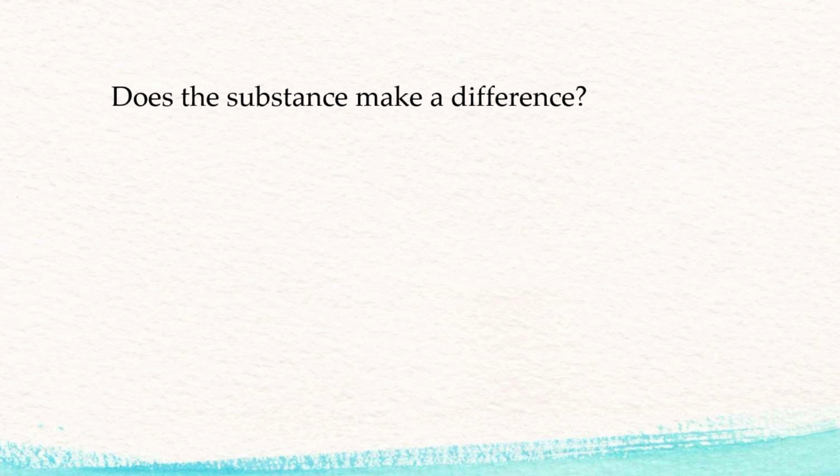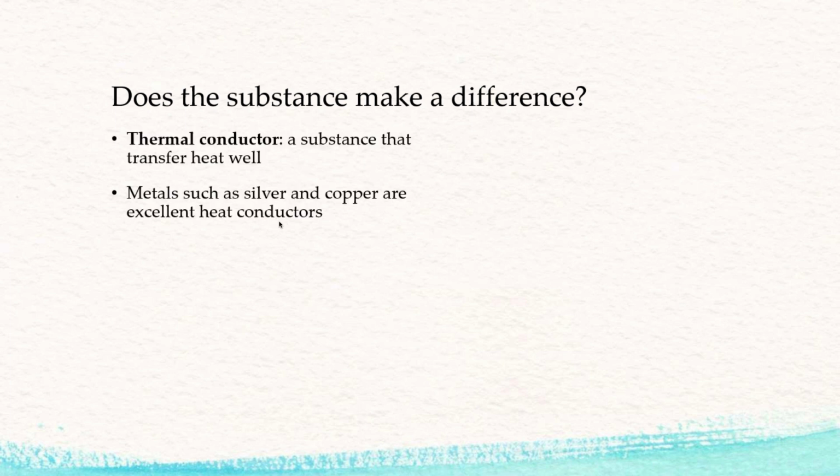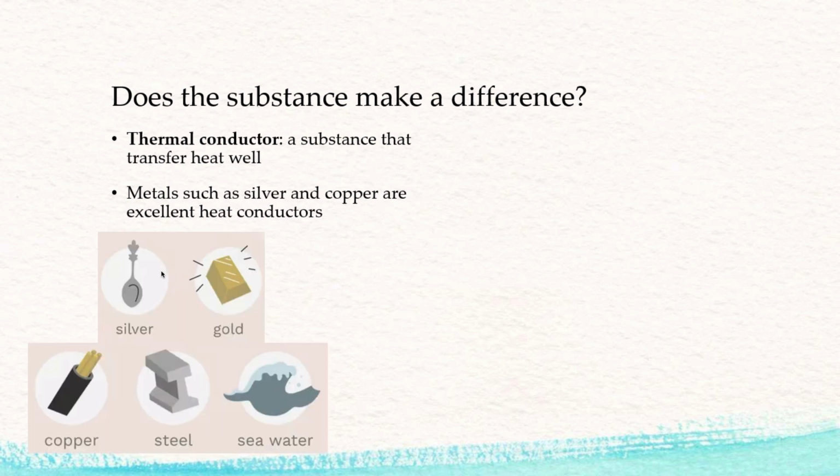Now, it's important to know that there are substances that transfer heat better than others. So we mentioned this with the metal and the wood earlier, okay? There's such a thing as a thermal conductor. Thermal conductors just mean that it's a substance that transfers heat very well. So metals are an example. Silver, copper. They're really good at transferring heat, okay? So here are some others: silver, gold, copper, steel, and seawater actually. Heat transfers very well in salty water, okay?